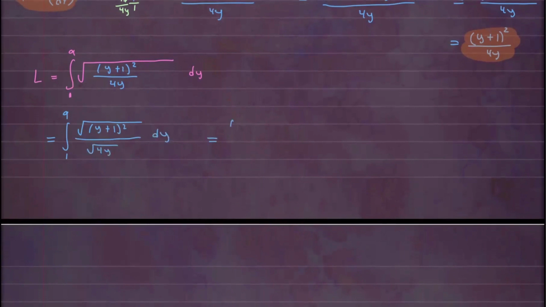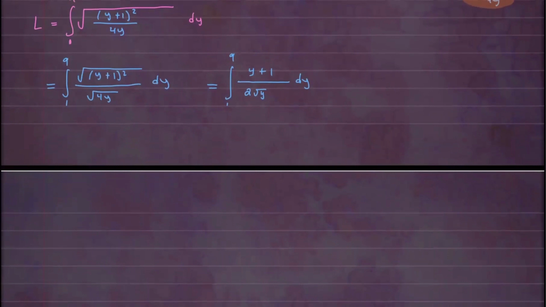Now on the numerator, we can simplify. The square and the square root will cancel. Again, no need to throw in the absolute value because we're in the positive interval. So on the numerator, you'll simply have y plus 1. The denominator, you take the square root of 4, that's 2. And the square root of y, we can't really do much, so just write it as the square root of y dy.